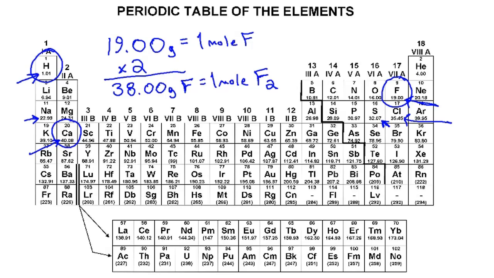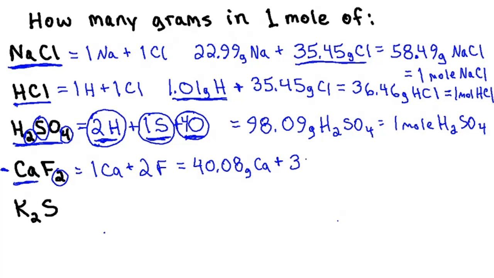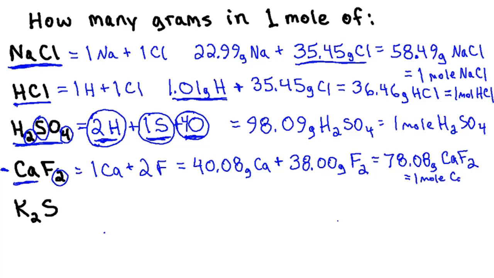of F2. So let's go back. So 38 grams of F2 is 1 mole of F2. So now we just add these together. Calcium and 2 moles of fluorine. So 40.08 plus 38 is going to give us 78.08 grams of calcium fluoride. So the 78.08 grams of calcium fluoride equals 1 mole of calcium fluoride.